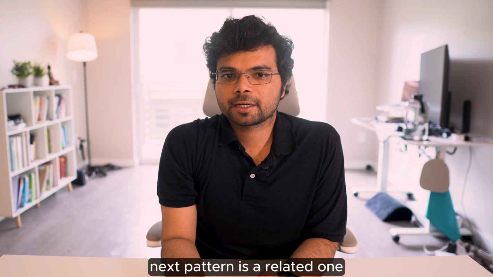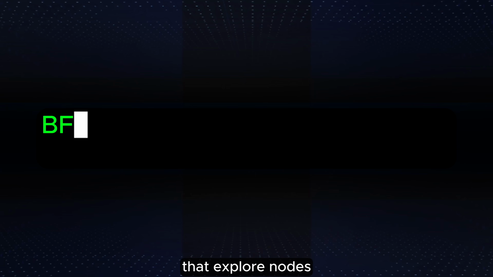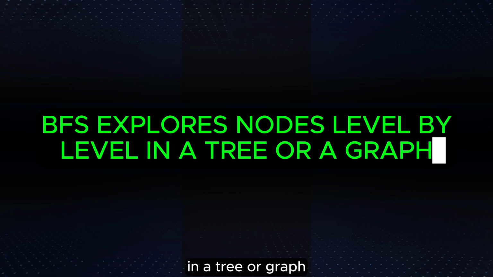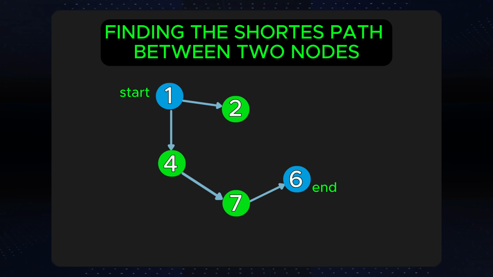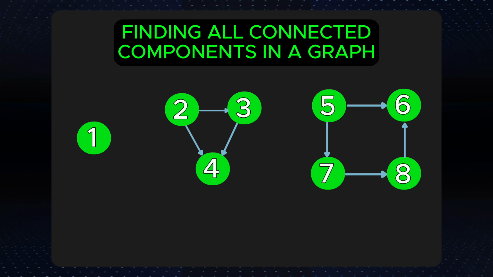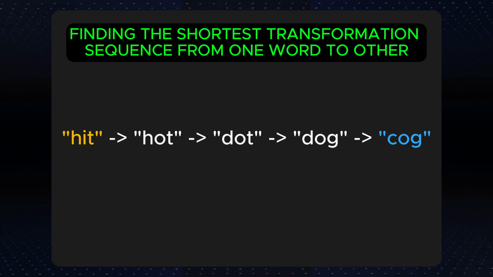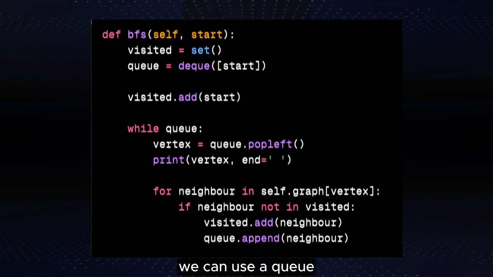Next pattern is a related one called breadth first search or BFS. BFS is a traversal technique that explores nodes level by level in a tree or graph. It is very useful for problems like finding the shortest path between two nodes in an unweighted graph, printing all nodes of a tree level by level, finding all connected components in a graph, finding the shortest transformation sequence from one word to another. To implement BFS, we can use a queue.